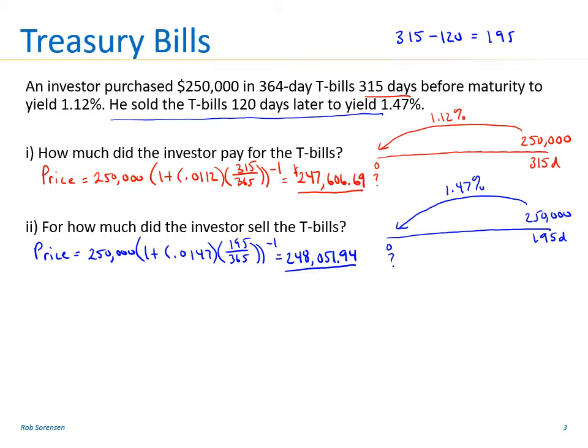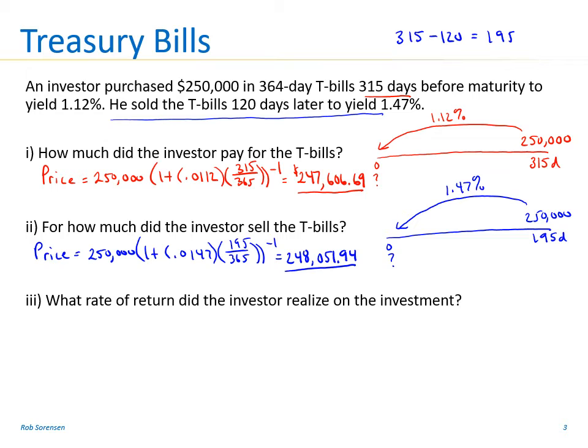Now, you notice I didn't use the 247 anywhere in this calculation, did I? Because again, like all investments people buy, they don't really care what was paid in the past for them. They only care about what they're going to collect in the future. So if I were the person coming along here in blue, I would say, oh, okay, now the maturity is only 195 days away, and I'll get $250,000 on that date. What would I be willing to pay for it if I want to earn 1.47%? Well, that's $248,000.